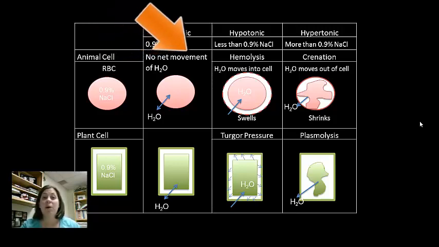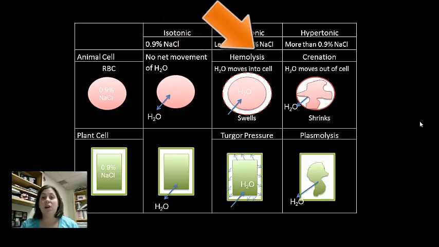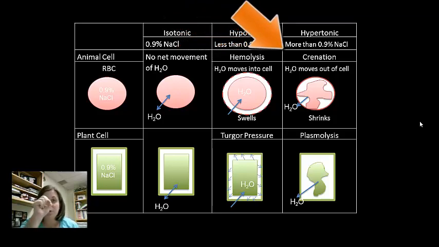Remember, in a hypotonic solution, the cell's going to get bigger. In an animal cell, this is called hemolysis. In a plant cell, this is called turgor pressure. Hypertonic: remember on the board I drew the cell all shriveled up and shrinking? A hypertonic crenation is when an animal cell shrinks. Plasmolysis is when a plant cell shrinks.